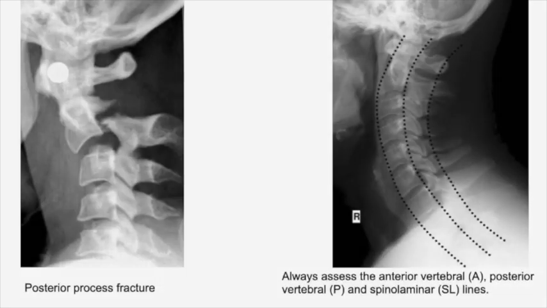Then this is a sample of another fracture. You can see it on your left, and on your right you can see how to assess the cervical spine. To assess the cervical spine, you have to draw three lines: the anterior vertebral line, the posterior vertebral line, and the spinolaminar line. If you draw all these lines, you're never going to miss a fracture.